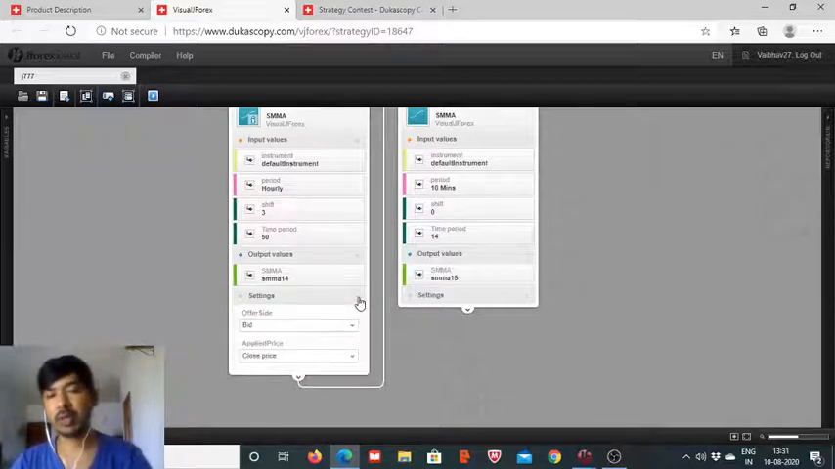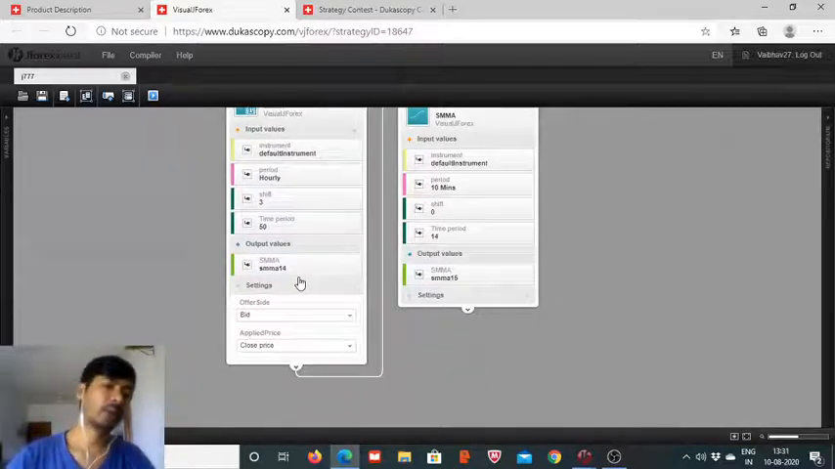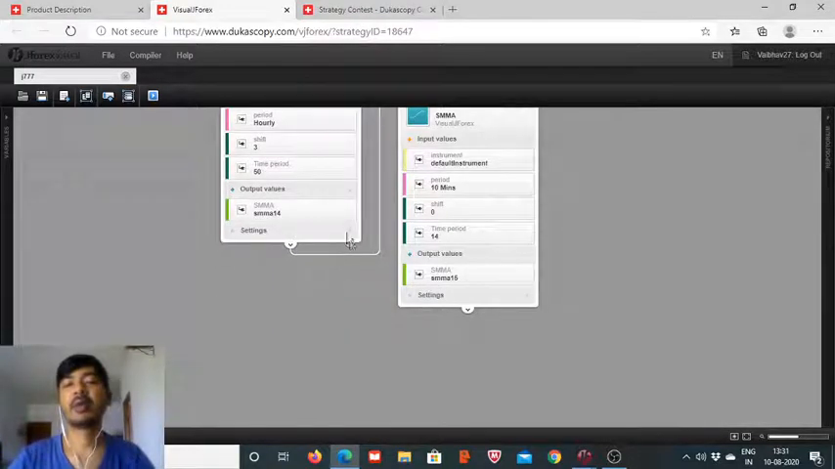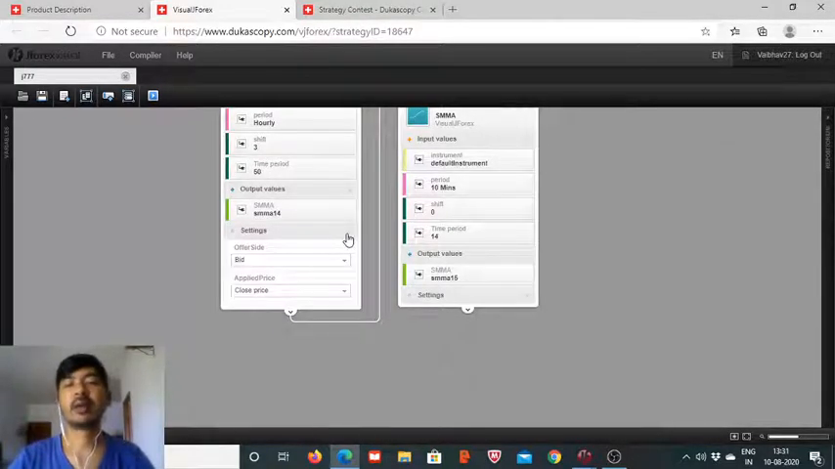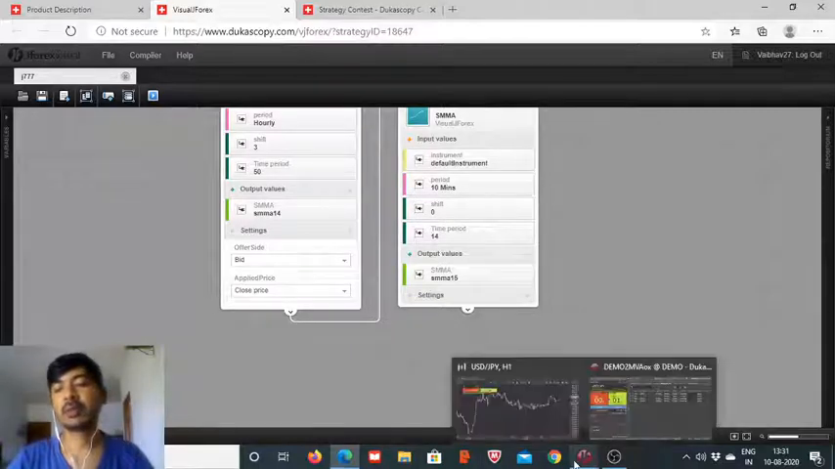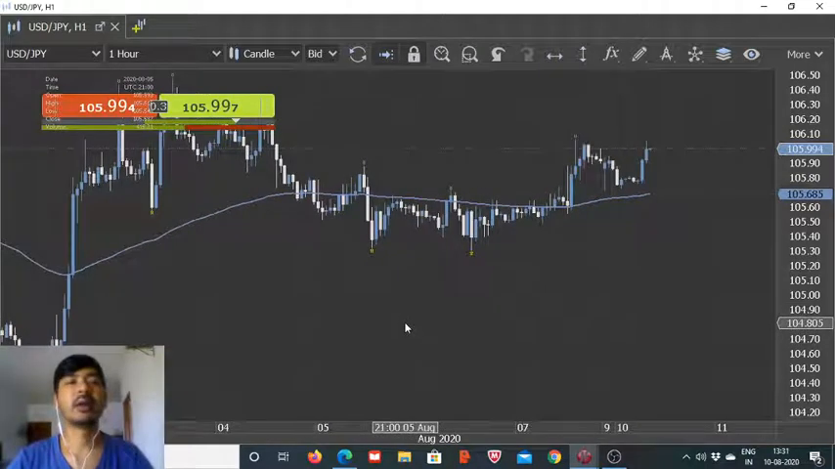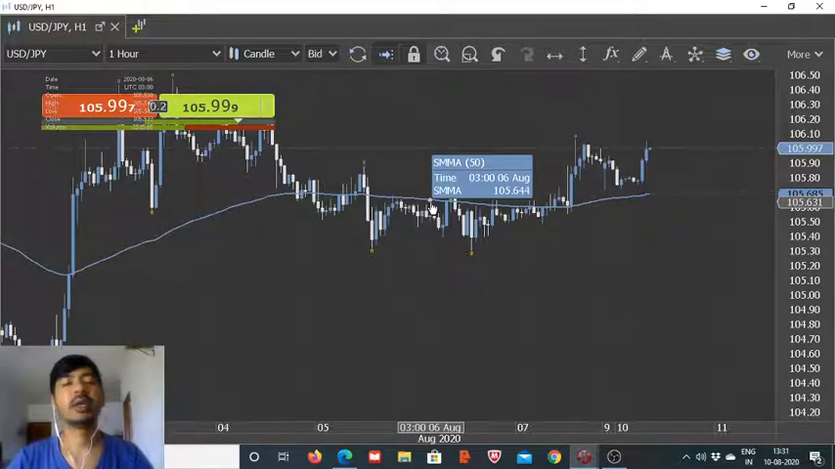Now coming to the settings, as you might be aware, the bid and the ask carry a spread, and because of that, on which side the calculation is being done also makes a bit of difference. Then coming to the applied price, on which price of that candlestick the calculation for SMMA is done is also going to influence.